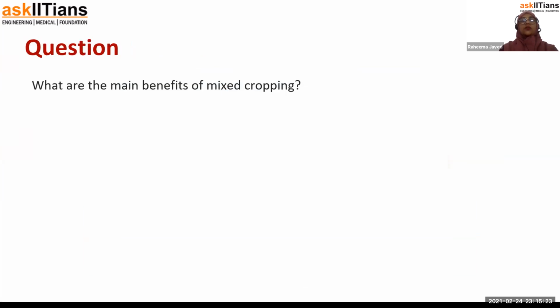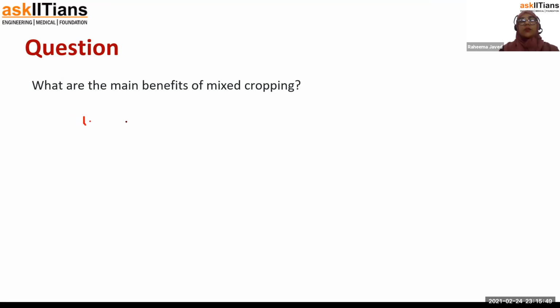On this note, we are going to start with the questions. The first question is, what are the main benefits of mixed cropping? Mixed cropping is the growth of two or more crops in the same field simultaneously. There are many benefits, but we are just going to write two.